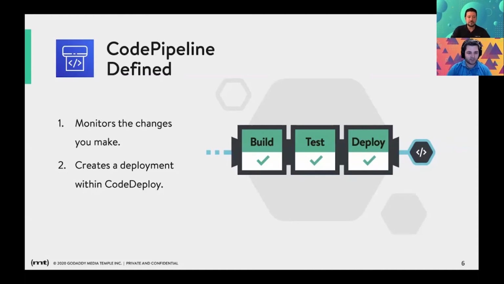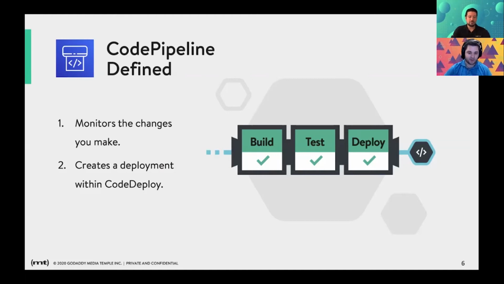And CodePipeline can link into a variety of services. Today we'll be talking about GitHub, but it can also link into S3, AWS's CodeCommit services, and a list of other services that is always updated and found on the AWS knowledge base articles.